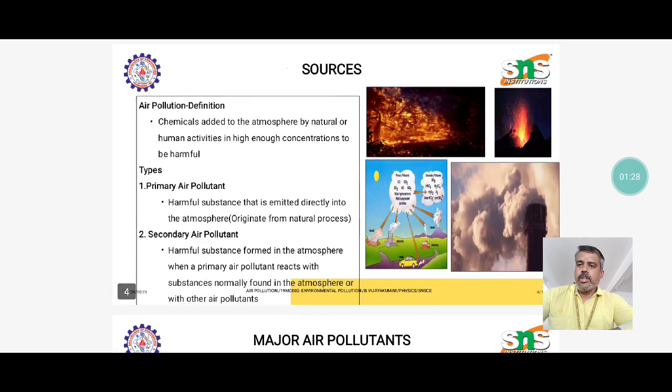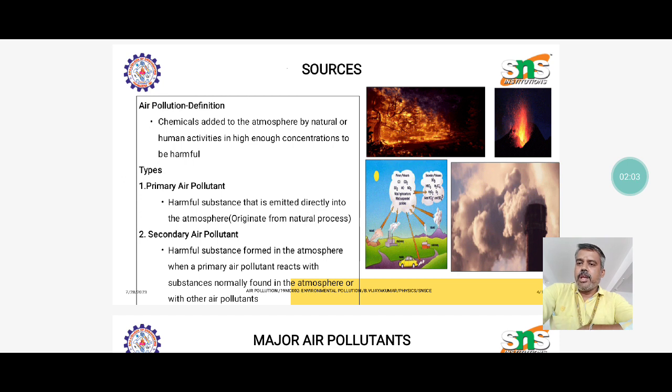So what are the sources of air pollution? First, the definition of air pollution: the chemicals added to the atmosphere by natural or human activities in high enough concentration to be harmful. So a harmful reaction must be formed by the adding of any gases or chemicals in air, and that we call air pollution.